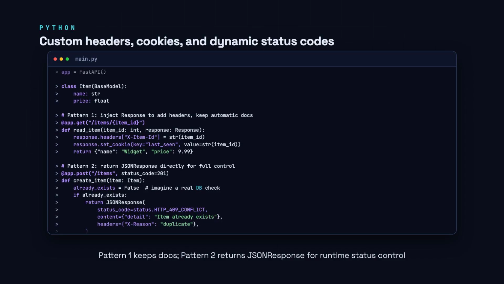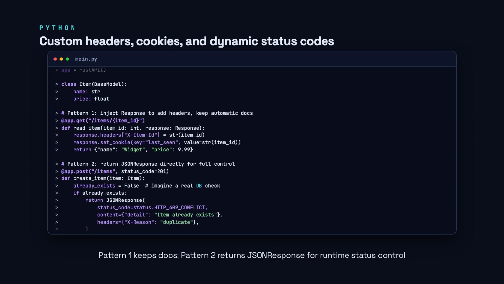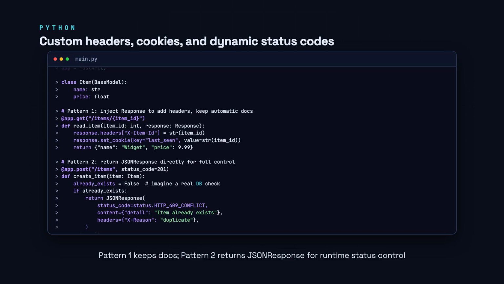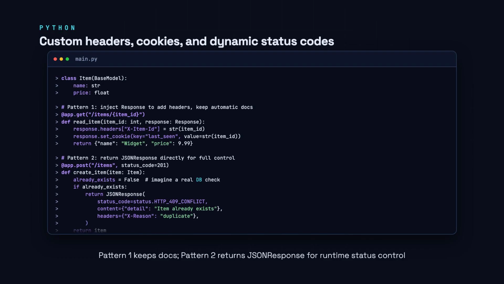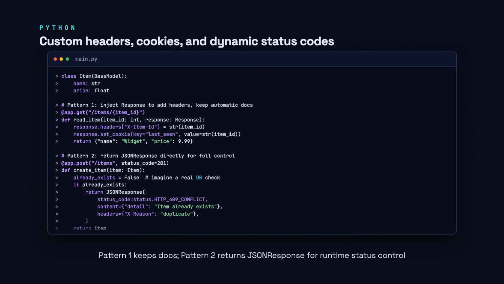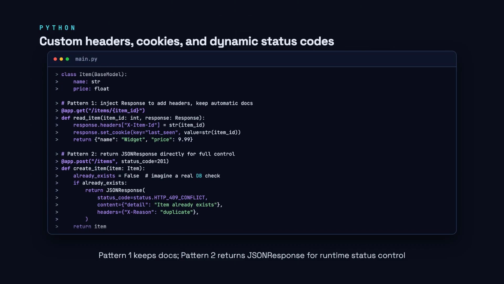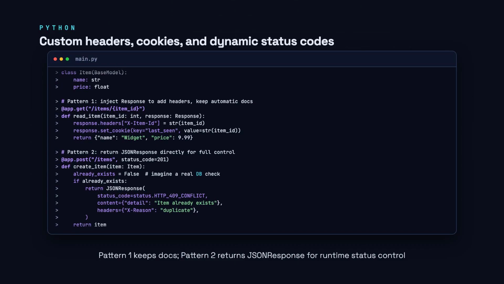In pattern 2, we return a JSONResponse directly. If a conflict is detected at runtime, we construct a JSONResponse with a 409 status code, a JSON body, and a custom header, all in one call. Something you simply cannot do with a bare return value.